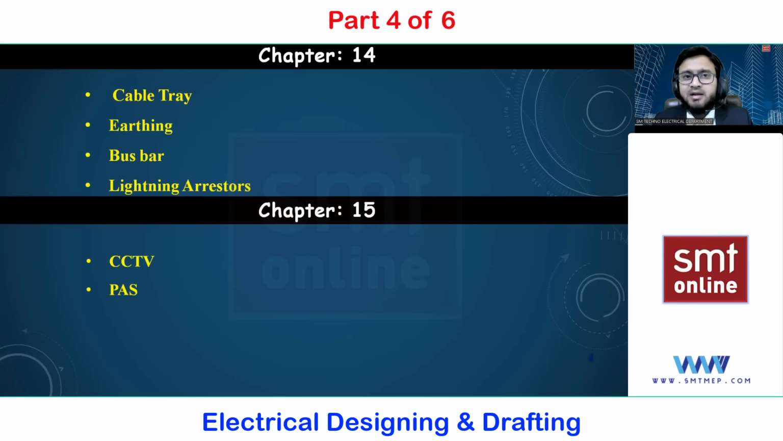Again, talking about the public address system. Basically we have three components: a microphone, an amplifier, and a speaker. So these three things we are going to understand in the public address system.